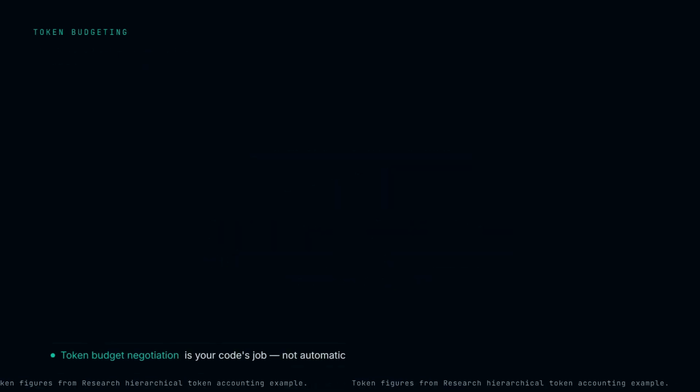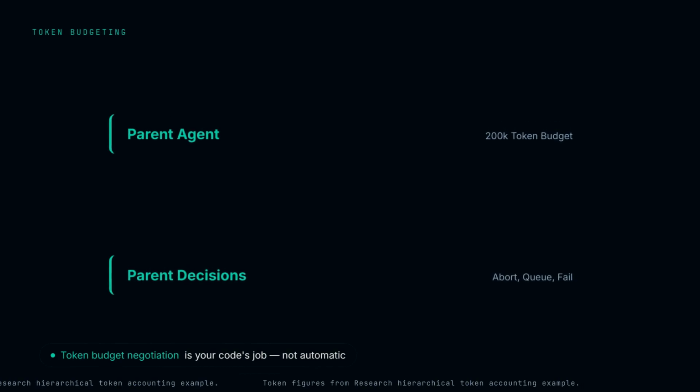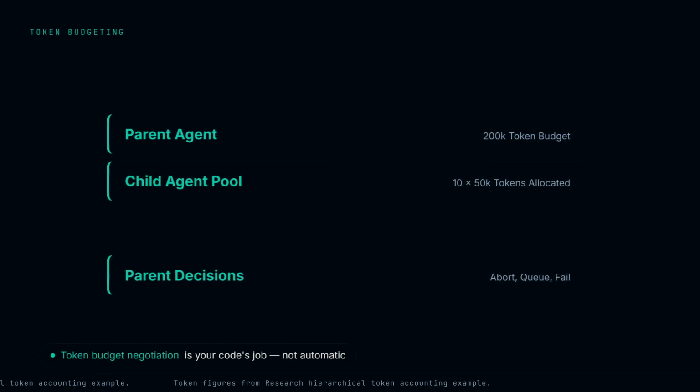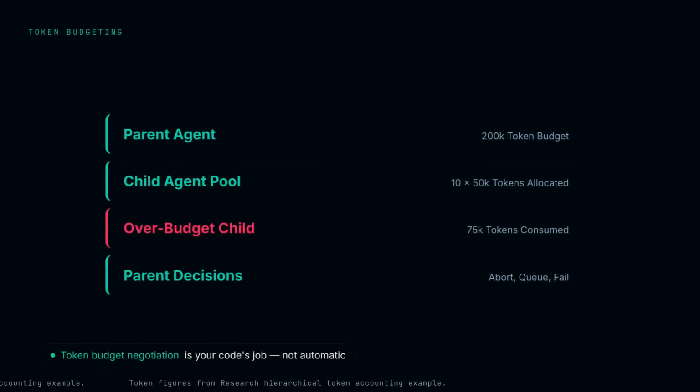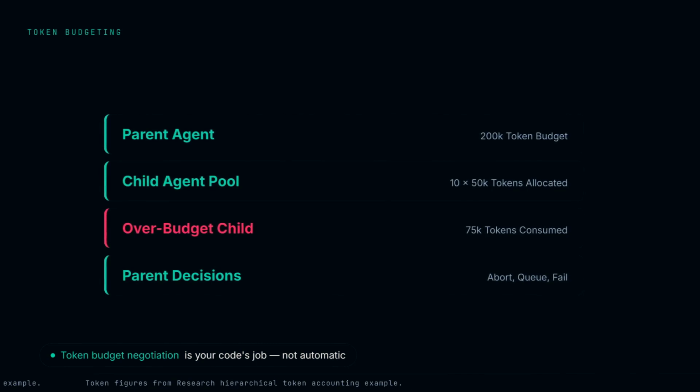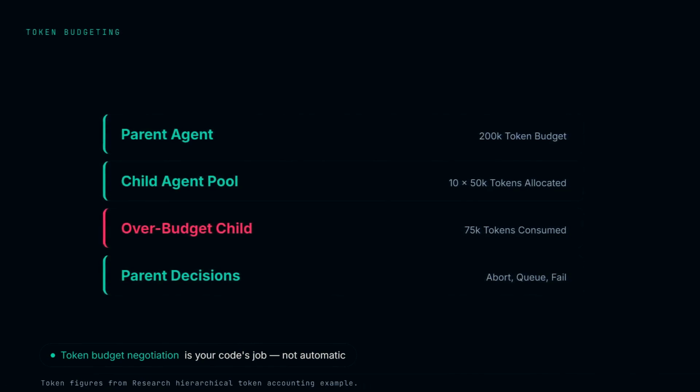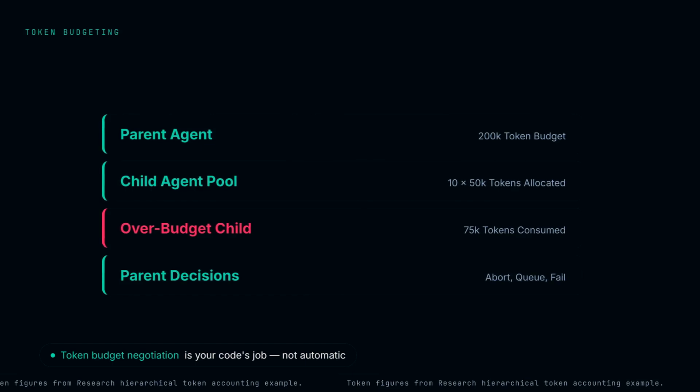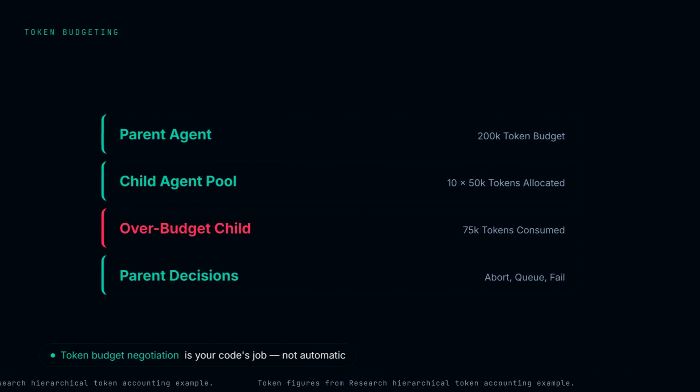Token budgeting across agent layers is the engineering discipline most teams skip. A parent planning to spawn 10 sub-agents must allocate token budget per child and track cumulative spend. If one child consumes 75,000 tokens against the 50,000 allocation, the parent must explicitly decide: abort that branch, queue remaining children, or fail the job. That negotiation is your code's responsibility.